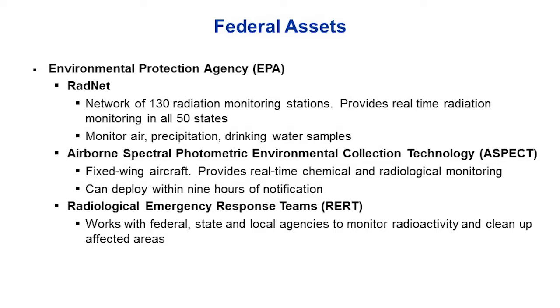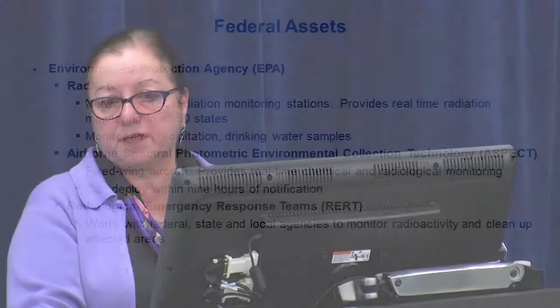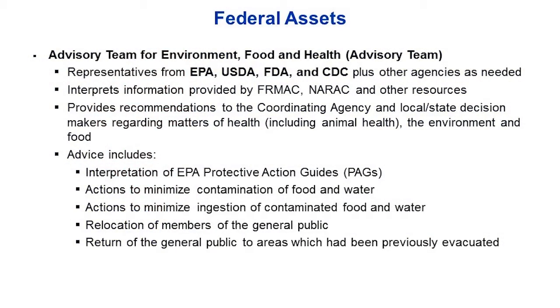The EPA has the RadNet network that was very, very important during the response to Fukushima, because they currently have 130 monitoring stations throughout the country, and they monitor radiation levels, background, all the time. So that will give an indication if there are any anomalies. And they do air, precipitation, drinking water. They also have a plane that can fly large areas, and they have the radiological emergency response team.